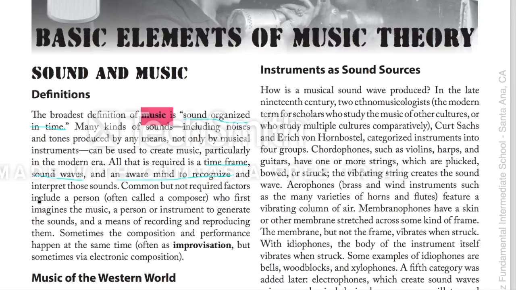interpret those sounds. Common but not required factors include a person, often called a composer, who first imagines the music, a person or instrument to generate the sounds, so that's the musician, and a means of recording and reproducing them. So sometimes that might mean a studio recording or even the reproduction, which means to write the music down so someone else can replay the same music. Sometimes the composition and performance happen at the same time, often as improvisation. So improv means where you don't practice something beforehand, it's not written down, you just do it in the moment.